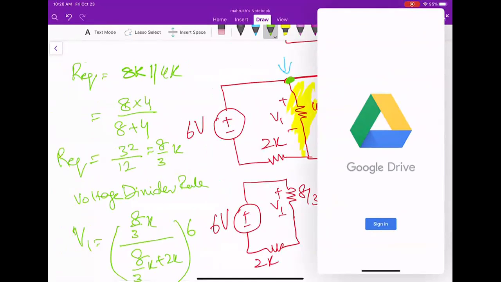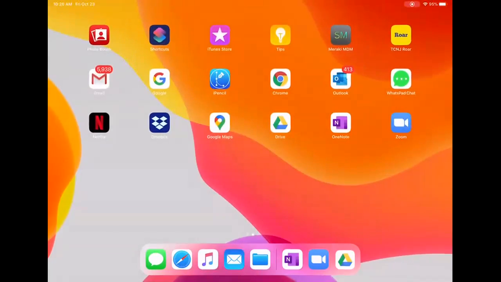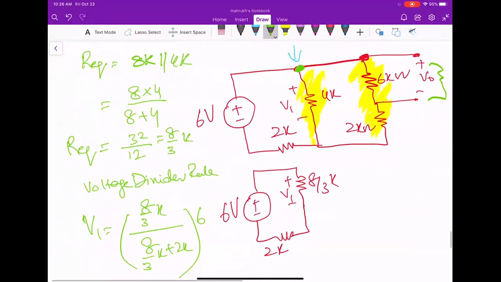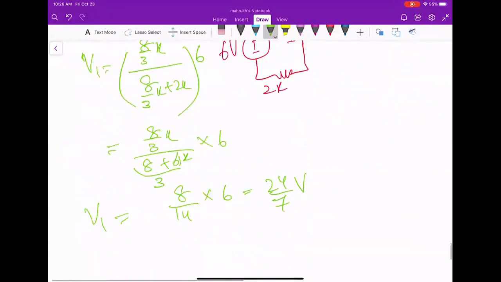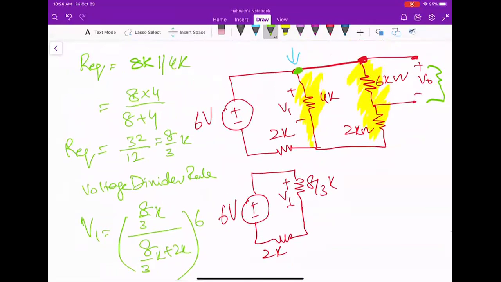Could we do the voltage divider between V1 and V0? Yes, that's true. So between V1 and V0, we will do voltage divider. So this is connected in series, right? These two are connected in series, right? Yes. So we will do voltage divider between them.